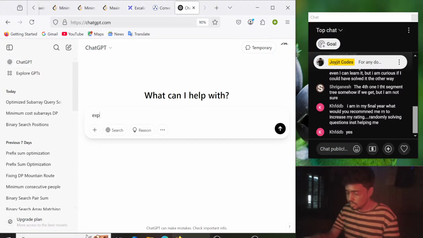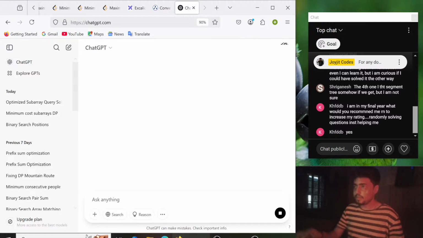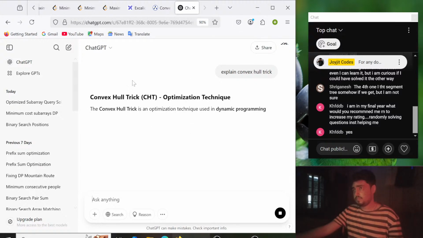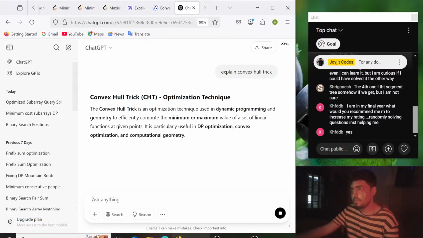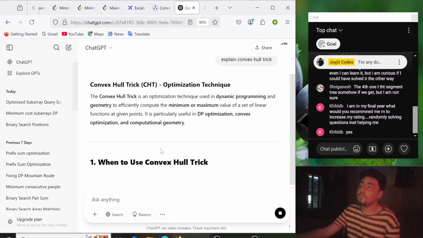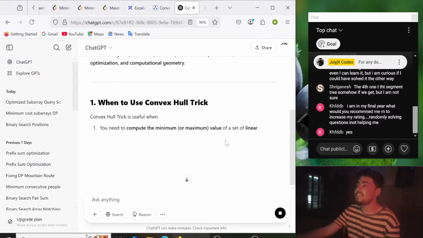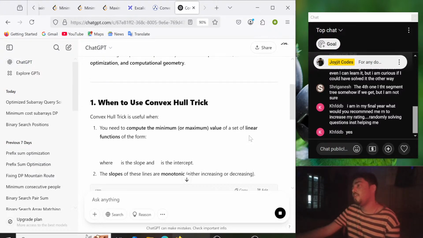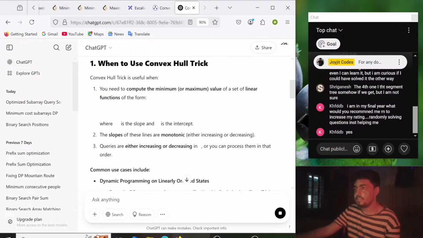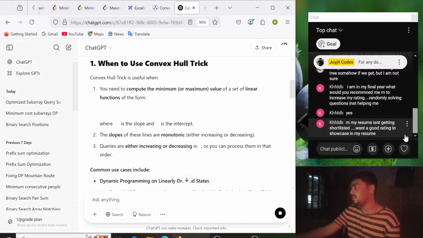Okay, so let's ask ChatGPT to explain the convex hull trick. No, I don't want to know about when to use it. I have to use it. Okay, a set of linear functions of the form where one is the slope and the other is the intercept.